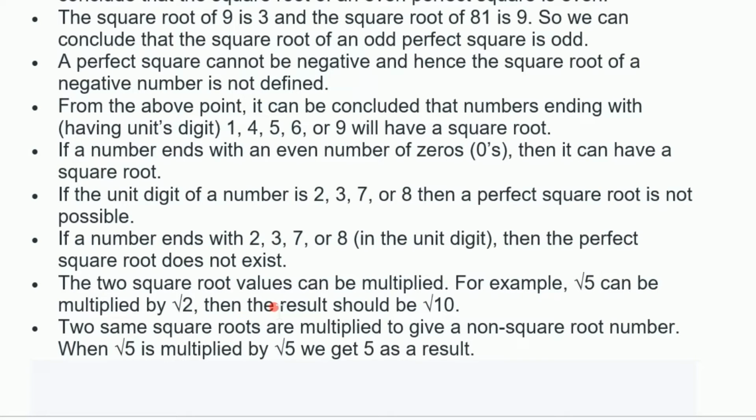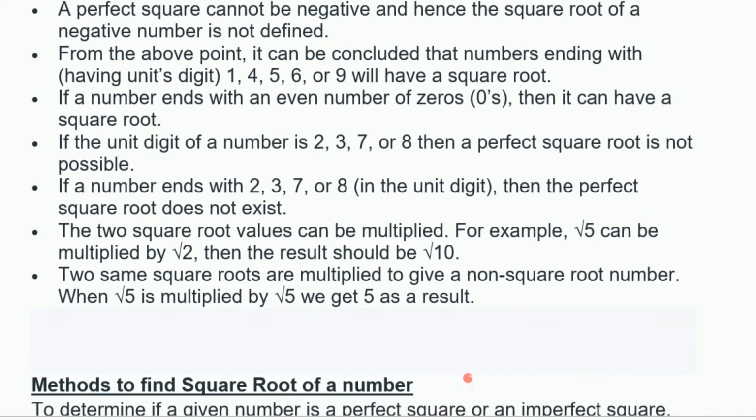Two square root values can be multiplied. For example, square root of 5 can be multiplied by square root of 2, then it will be square root of 10. Two same square roots multiplied give a non-square-root number. If you take square root of 5 multiplied by square root of 5, we get the result as 5.